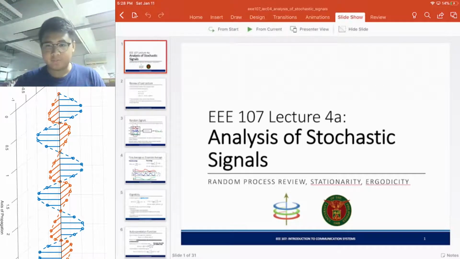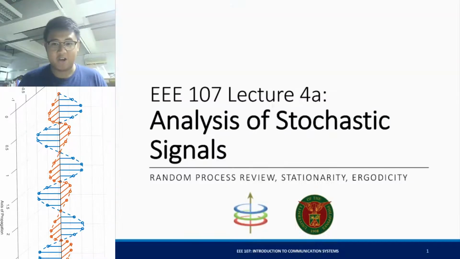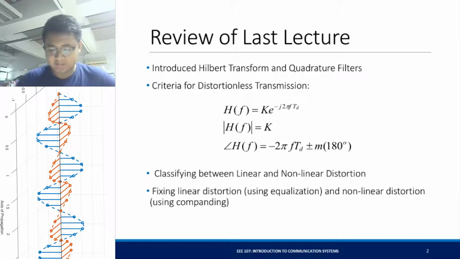Hi, welcome to the fourth lecture of EEE 107, fourth lecture, part 1. In this lecture, we'll be talking about stochastic signals, a review of your random processes, stationarity, and ergodicity. You learned about random processes from EEE 25, probability and statistics for engineers. I hope you still remember that. So without further ado, let's move on with the lecture.